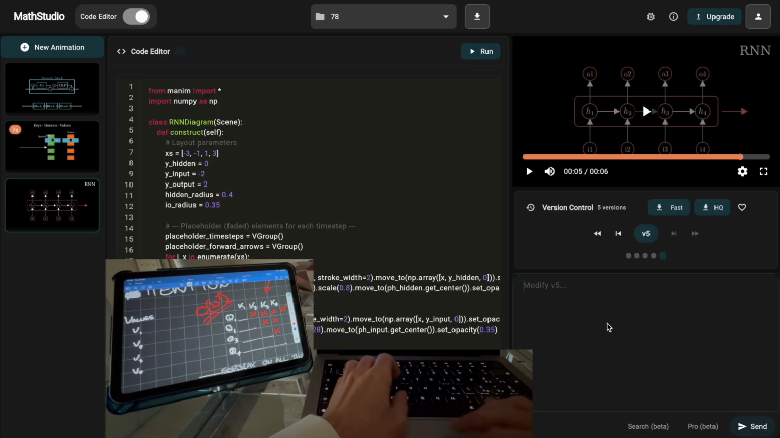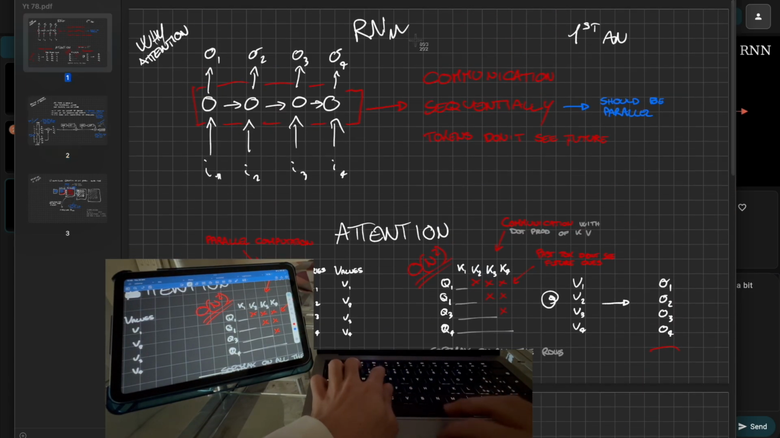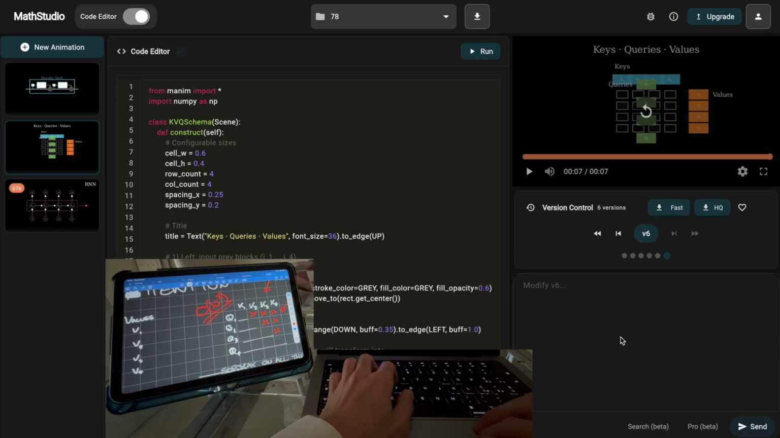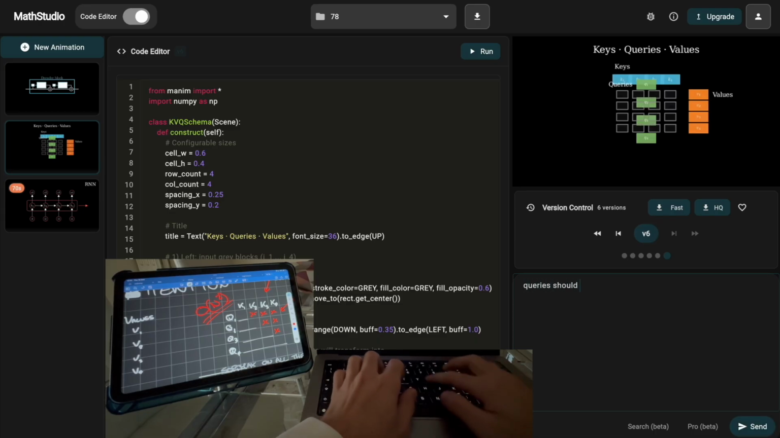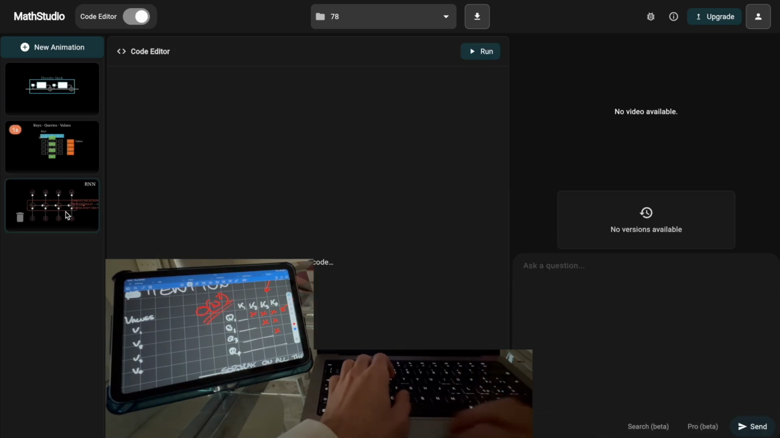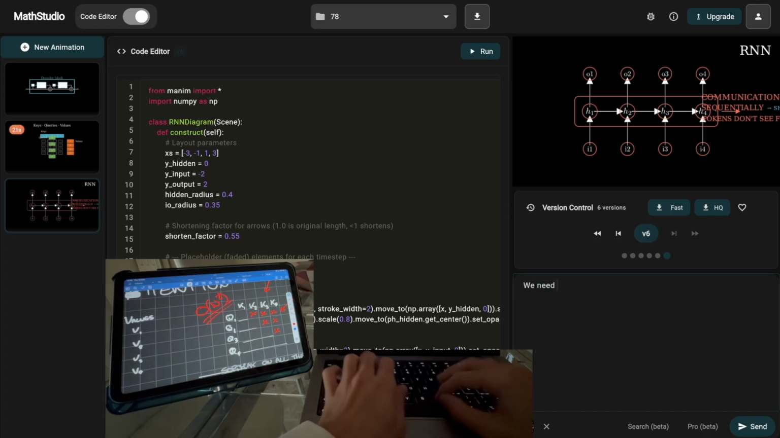Okay, pretty good. Now we need to write these. Okay, queries should be to the left, values should be more right. Make the table a bit bigger. This is fine. We need to shorten the arrows so that we have more space.